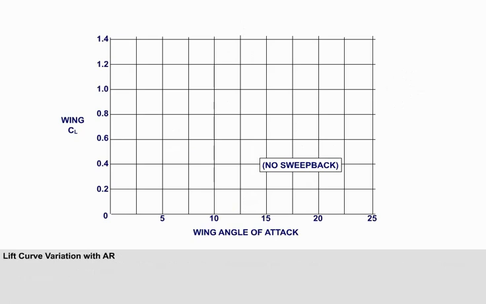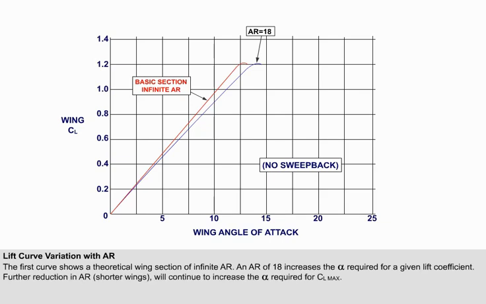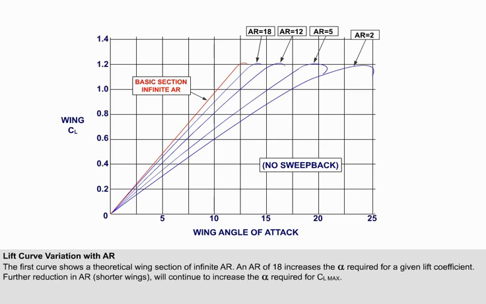We can examine the effect of aspect ratio by looking at the lift curves for various configurations. The starting point is a wing of a typical section, but of infinite aspect ratio, obviously a purely theoretical situation. But if the wing is given an AR of 18, it can be seen that reduction in AR increases the angle of attack necessary to produce a given lift coefficient. Further reduction in AR, shorter wings, will continue to increase the angle of attack required for CL max.